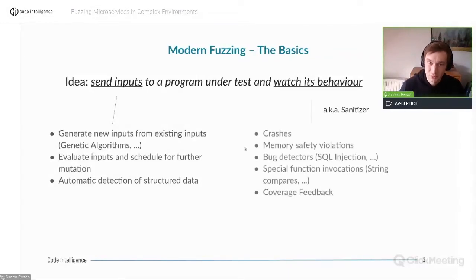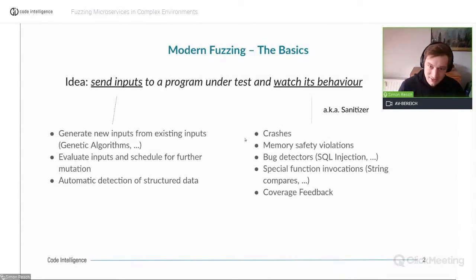And that's the second part. We want to watch what's happening inside the application. One thing we could look out for is crashes, but also memory safety violations. That's coming from the C, C++ background, where a lot of bugs lie. And AddressSanitizer is a very important development there, which detects most of those memory safety violations and can report them early so that these bugs can be fixed.